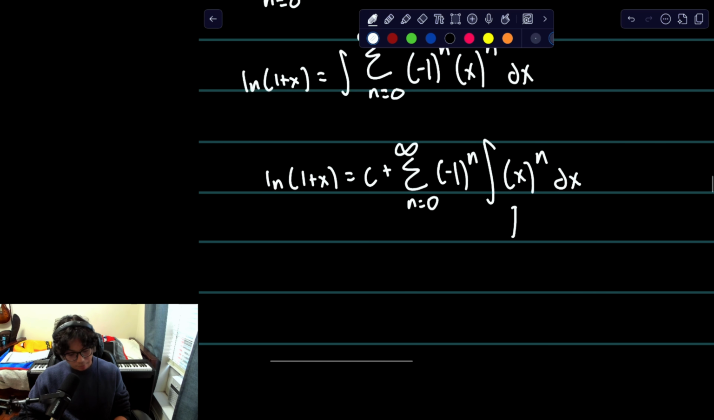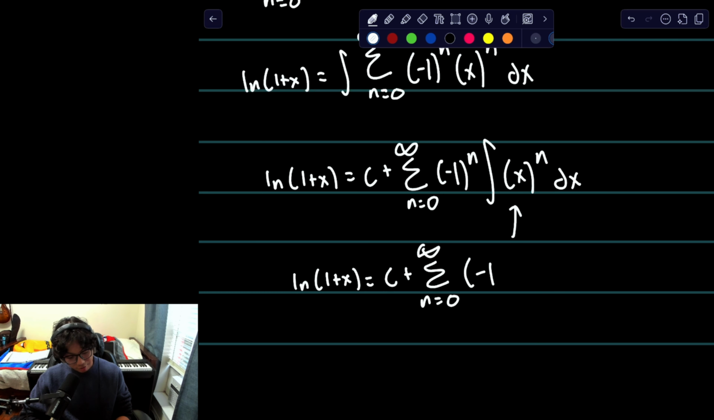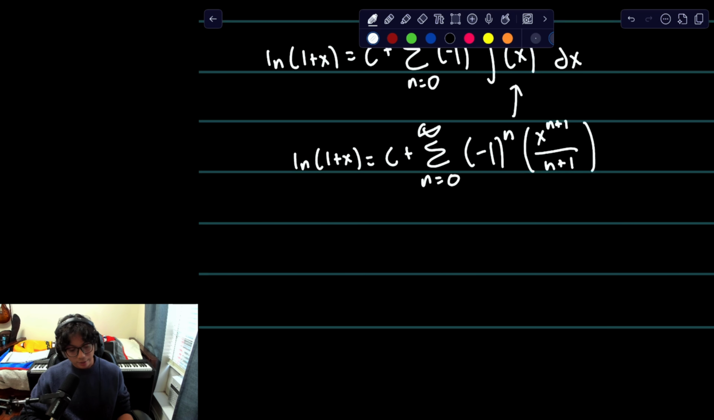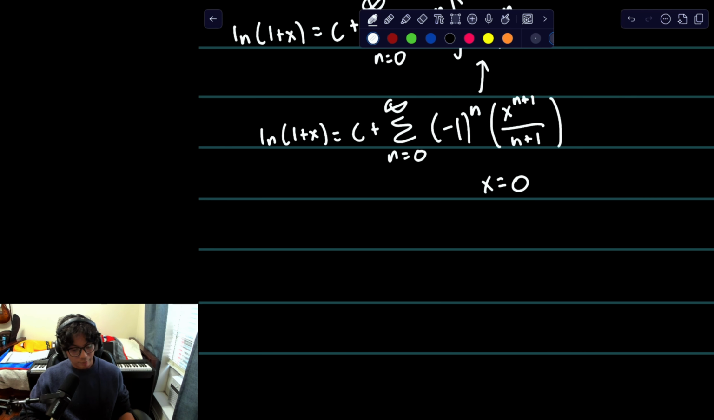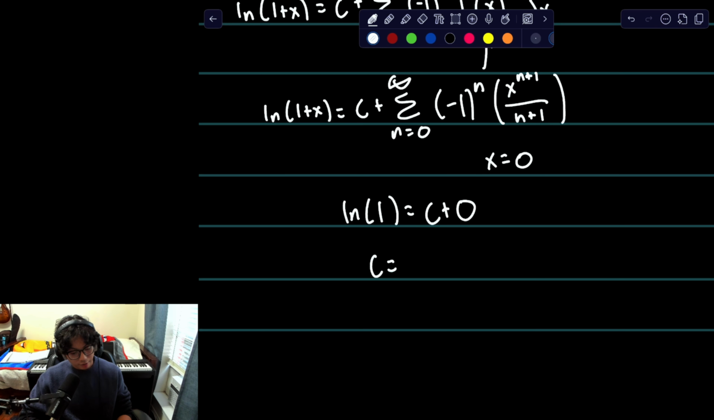Now this is just a typical power rule but for integration, so this just becomes the natural logarithm of 1 plus x equals the constant of integration plus the infinite series from 0 to infinity of negative 1 to the power of n times x to the power of n plus 1 over n plus 1. Now what you want to do now is find this constant of integration simply by setting x to 0. Now when we do that, this just becomes the natural logarithm of 1 equals c plus 0. So our constant of integration is 0.